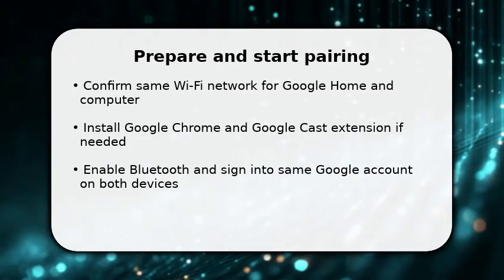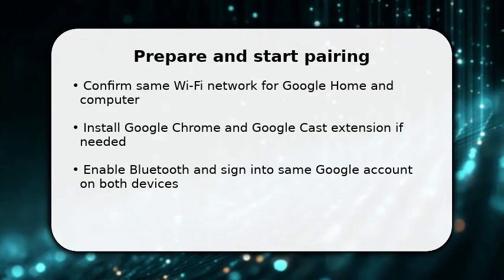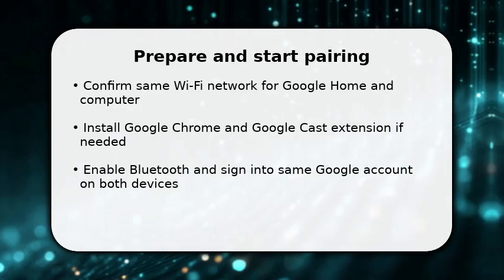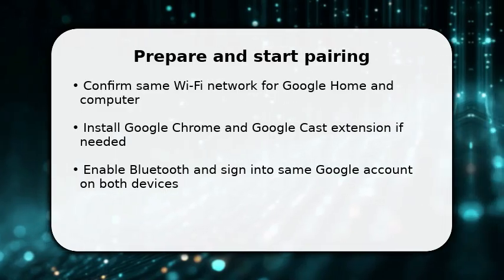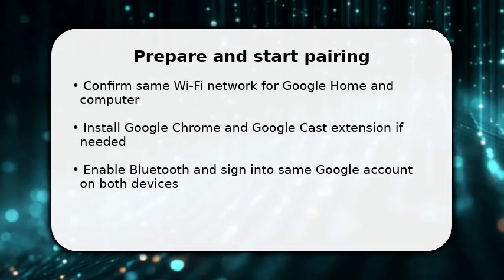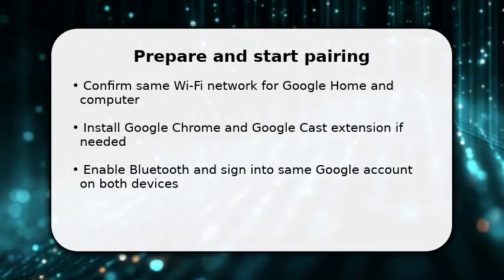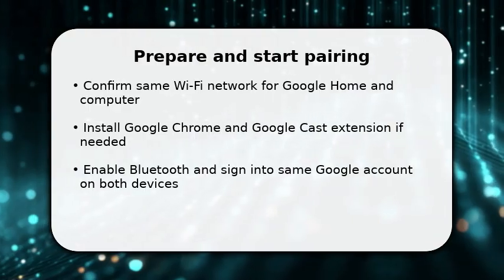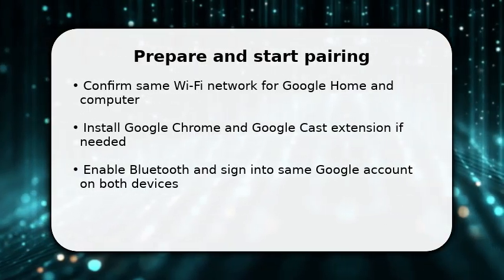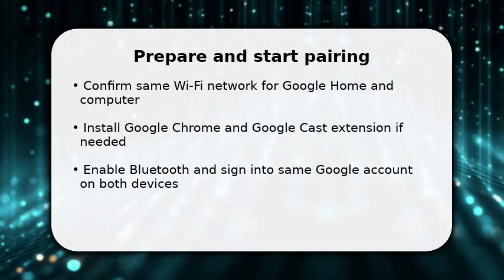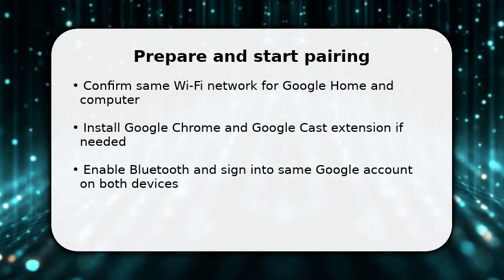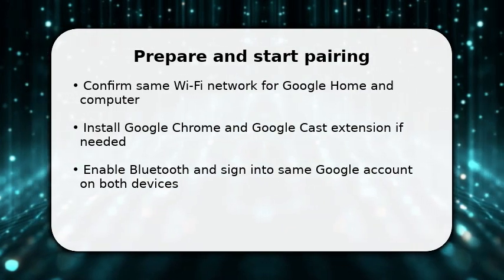You begin by confirming prerequisites so the rest flows. Make sure your Google Home and computer are on the same Wi-Fi network, because Cast and device discovery rely on local connectivity. Install Chrome and the Cast extension if you plan to mirror or stream. This adds necessary protocols. Turn on Bluetooth for initial setup compatibility and sign into the same Google account. This ensures device visibility and permissions. Once done, you're ready to discover the speaker and move to connection steps.